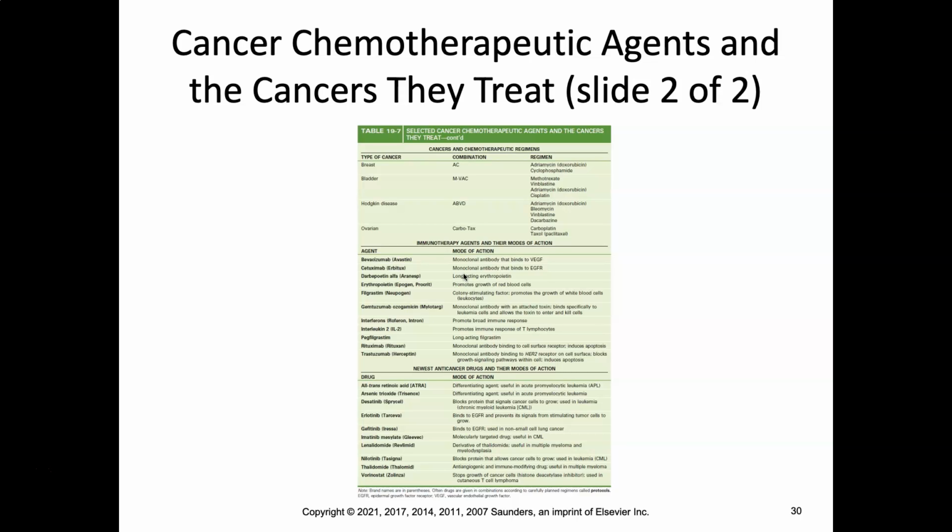And then there's immunotherapy. I've talked before about erythropoietin that promotes the growth of red blood cells, and that's something that they may give to help the patient as well. And there's others listed there under immunotherapy agents. And then the last part is the newest anti-cancer drugs and how they act. And that's just there. This is nice information to have, very interesting to look at. It should not be on your quiz.